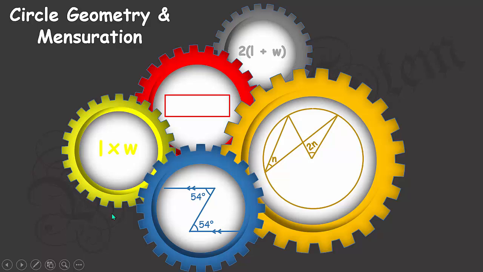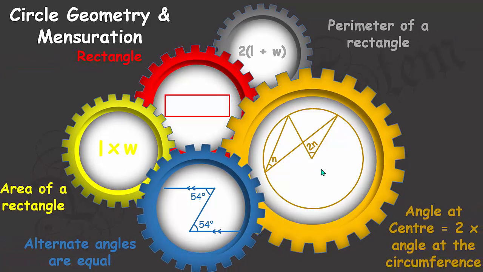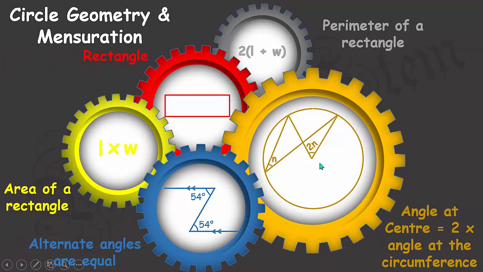I'll be solving two problems. The first will be on circle geometry and the second mensuration. In the first problem, I will show you how to make use of the theorem that states that the angle subtended at the center of a given circle is 2 times the angle at the circumference of a circle. Okay? And then I will show you how to apply the theorem that if a transversal cuts through two parallel lines, alternate angles are equal.